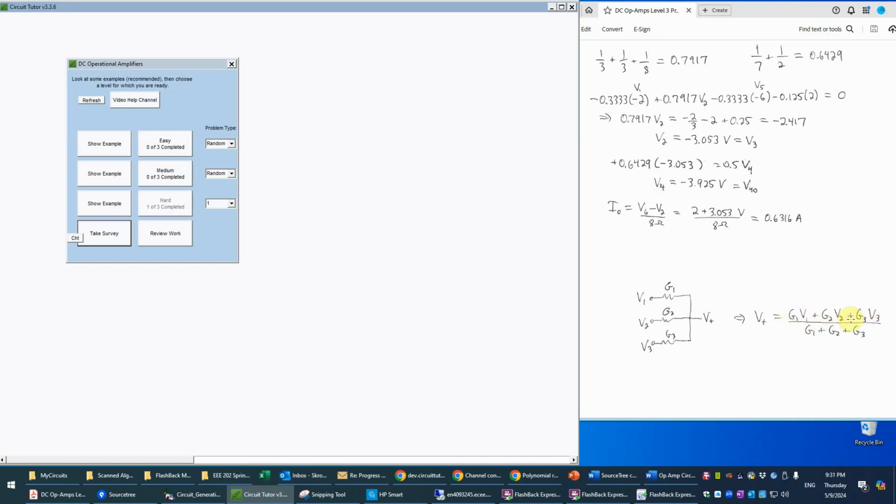Now, this is a weighted average in this circuit, and so it doesn't give you just a simple average, but that might be useful also. So that's really the purpose of this circuit, what we call a summing circuit, as discussed in the introductory tutorial. Okay, so that completes this problem.